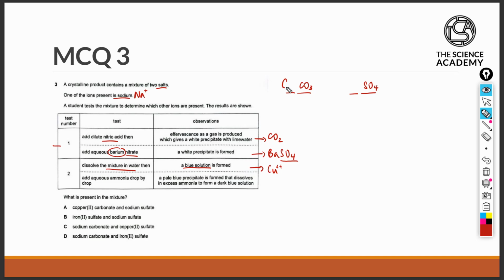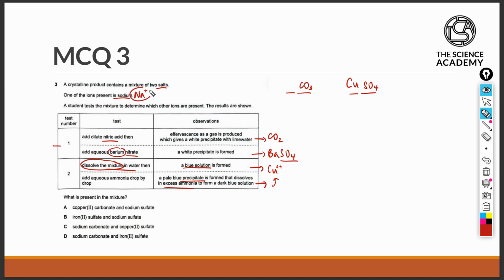If I were to put copper as the cation in copper carbonate, it will however not be soluble in water. This means that copper must have been in the salt copper sulfate instead. The second part confirms the presence of copper 2+ ions again, because a pale blue precipitate is formed which dissolves in excess ammonia to form the dark blue solution.